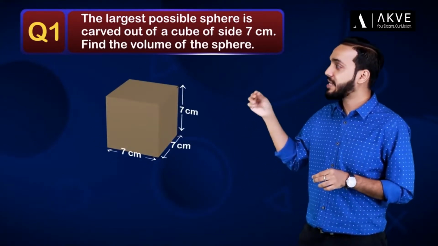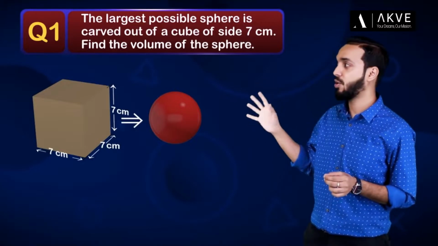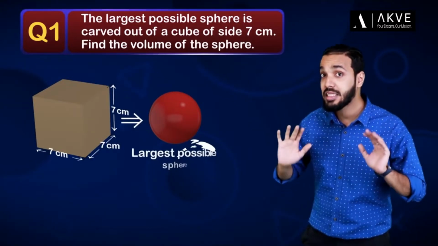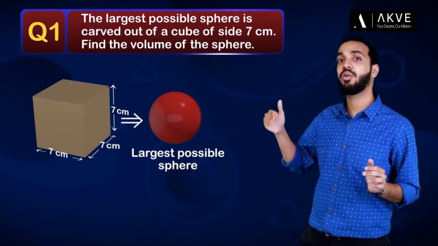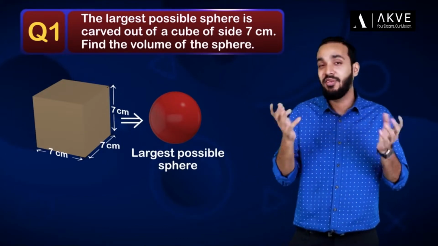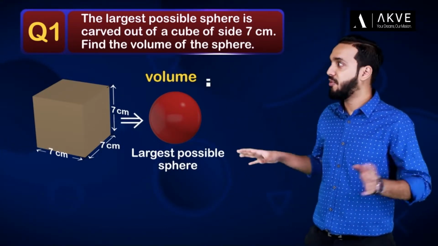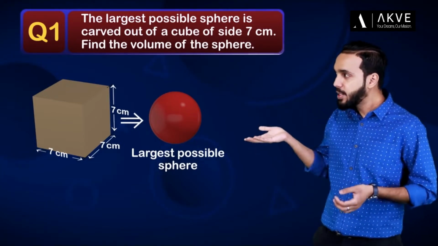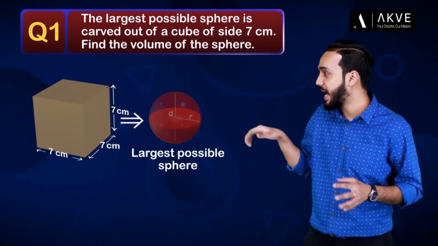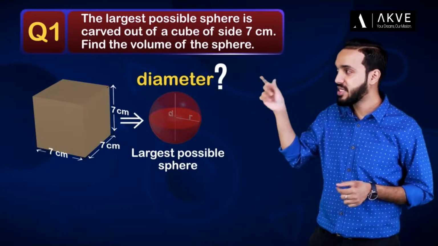There's a cube of side 7 centimeters and a sphere is carved out of this cube. Not just any sphere though. It's the largest possible sphere that could have been carved out of the cube. And all we need to do is find the volume of this sphere. Now, to find the volume of this sphere, we need to know its radius. And we can also manage if we get to know its diameter. So, what do you think would be the diameter of this sphere?